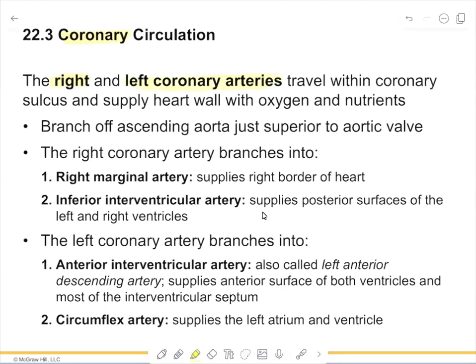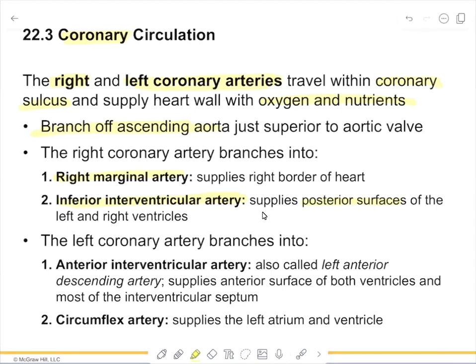they travel within the coronary sulcus and supply the heart with oxygen and nutrients. They branch off of the ascending aorta. So the right coronary artery branches into the right marginal artery and the inferior interventricular artery, which is on the posterior surface of the left and right ventricles.